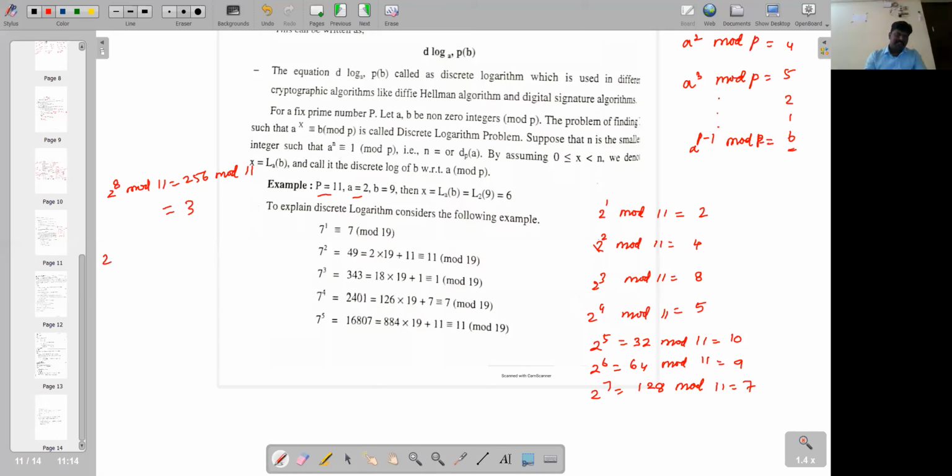And then 2 power 9, which is 512, right? 512 mod 11. What is the result? So 2 power 10, which is 1024. 1024 mod 11. What is the result for this? 2 power 9, which is 512 mod 11, is 6. So 1024 mod 11.